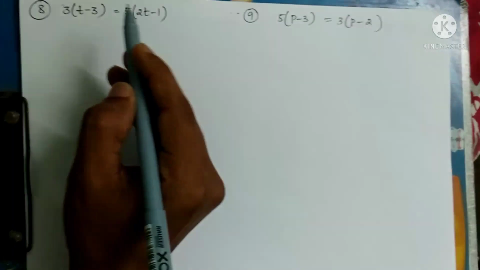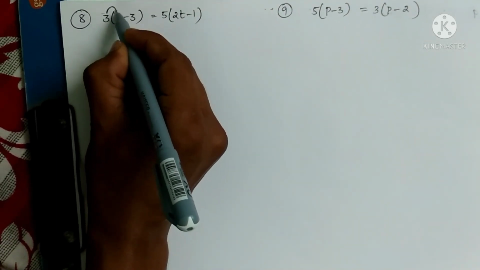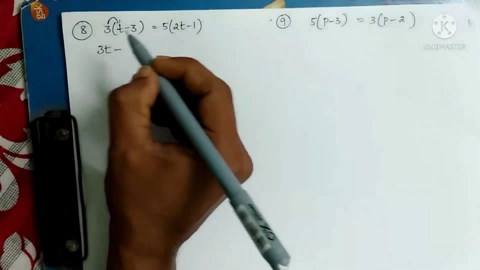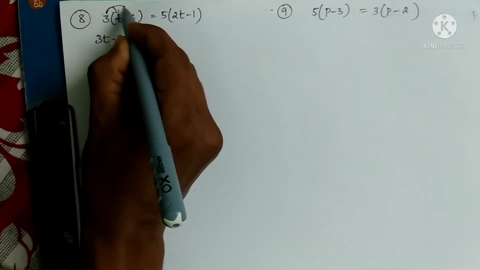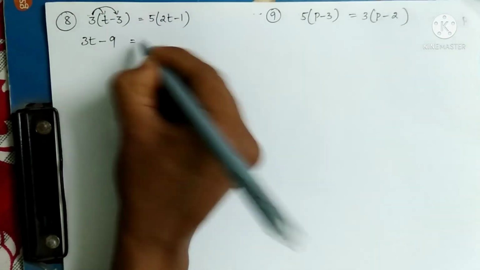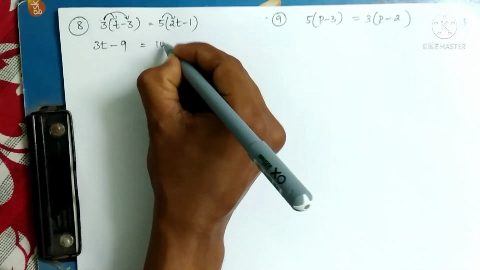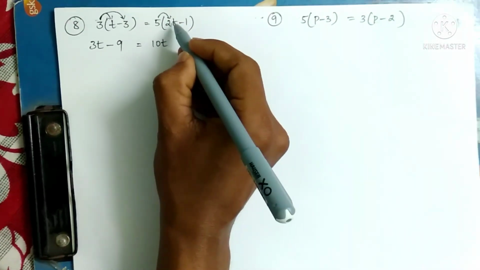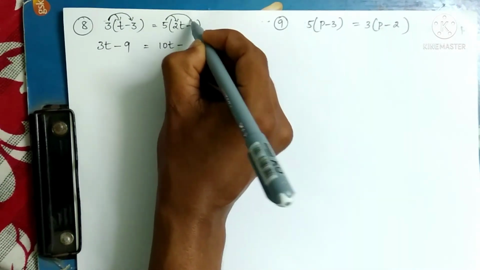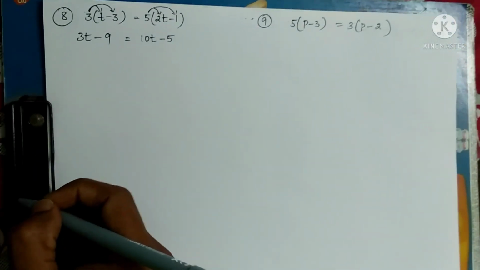So how to solve these types of problems, let us see. First, 3 is multiplied with t, so it becomes 3t minus, as it is. Again this 3 is multiplied with the 3, 3 3s are 9, which is equal to, so 5 is multiplied with the 2t, which is nothing but 10t. 5 2s are 10 and 10 into t is 10t minus, again 5 multiplied with the 1, it becomes 5. 5 ones are 5.